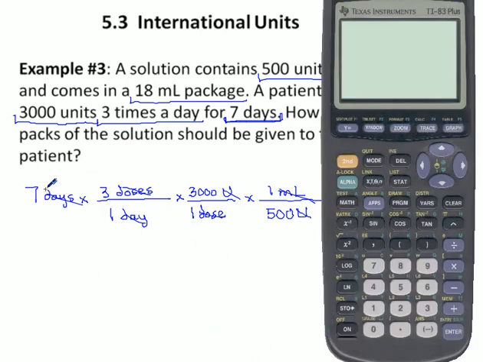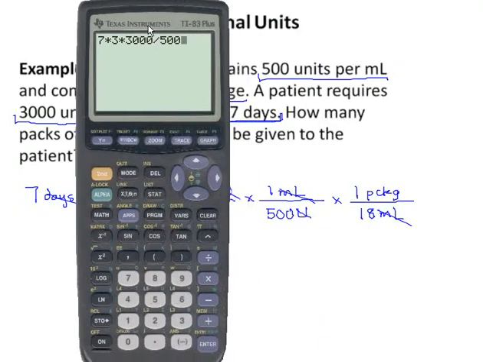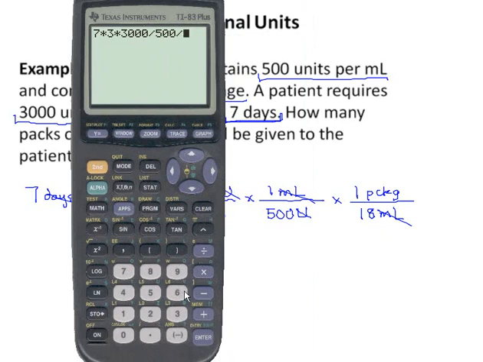Let's see. 7 times 3. 7 times 3 times 3,000. You notice I'm ignoring the ones because multiplying and dividing by 1 makes no difference at all. Divided by 500. And also divided by 18.